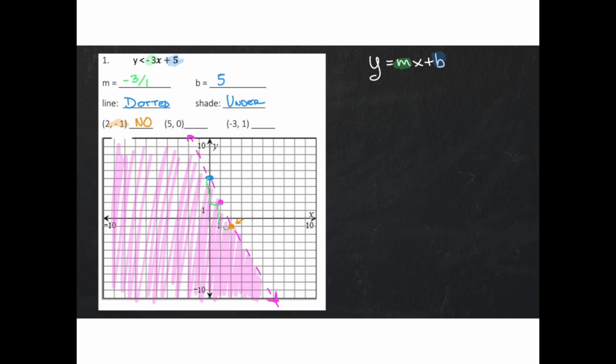Let's go to the next one. 5, 0. And 5, 0 is right here. Now this point is not in a shaded area, so we can say this is not a solution. Our last point for this example is negative 3, 1. Now negative 3, 1, this is going to be negative 3 and then 1. So right here.